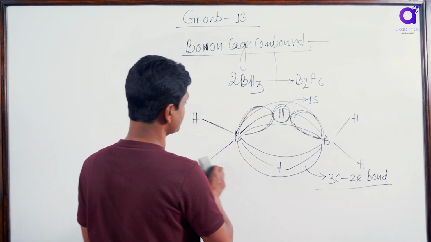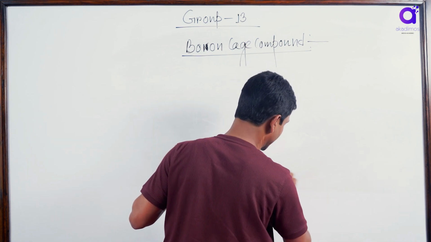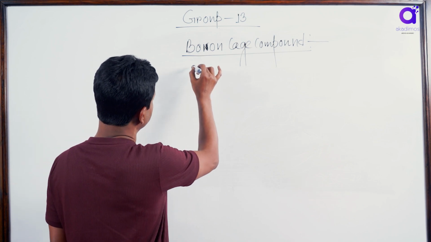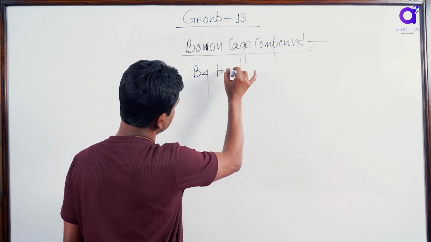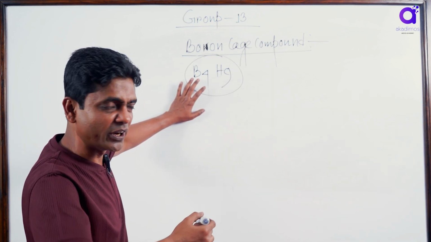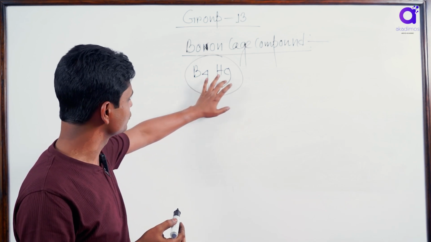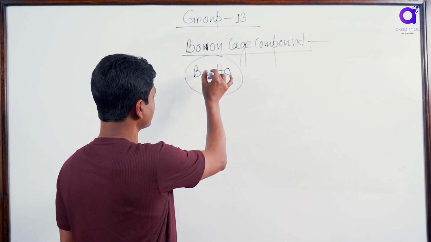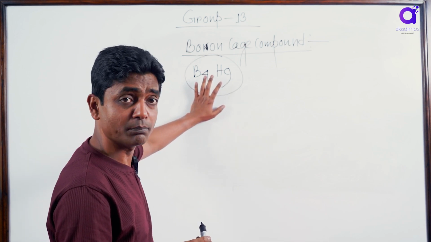Now, this is the simplest borane. For any borane, you can easily calculate the number of bridge bonds present. For example, if the formula of the borane is B4H9, this is also a boron cage compound. And how will you calculate the number of bridge bonds? This is a neutral borane, no charge on this compound. For a neutral borane, the number of bridge bonds always equals the number of boron atoms present.